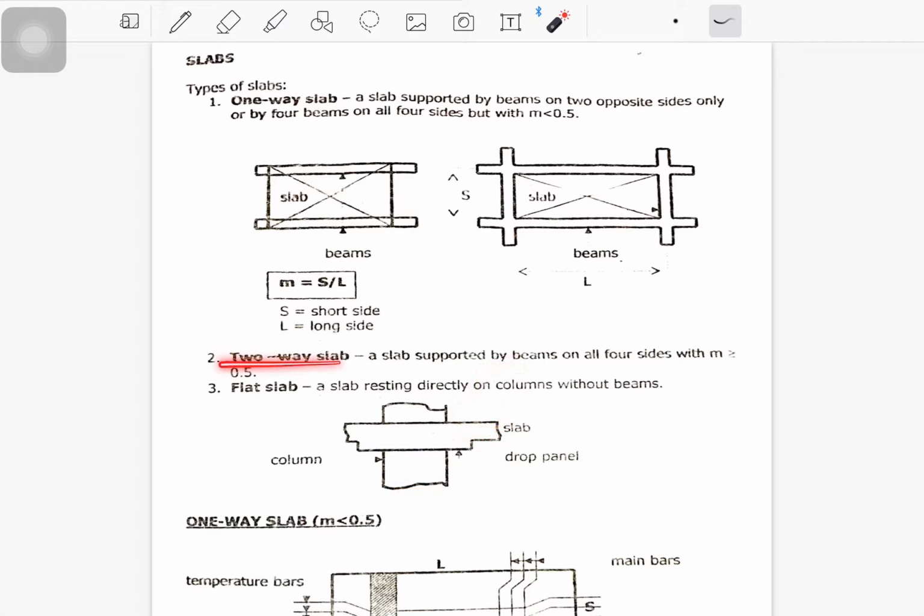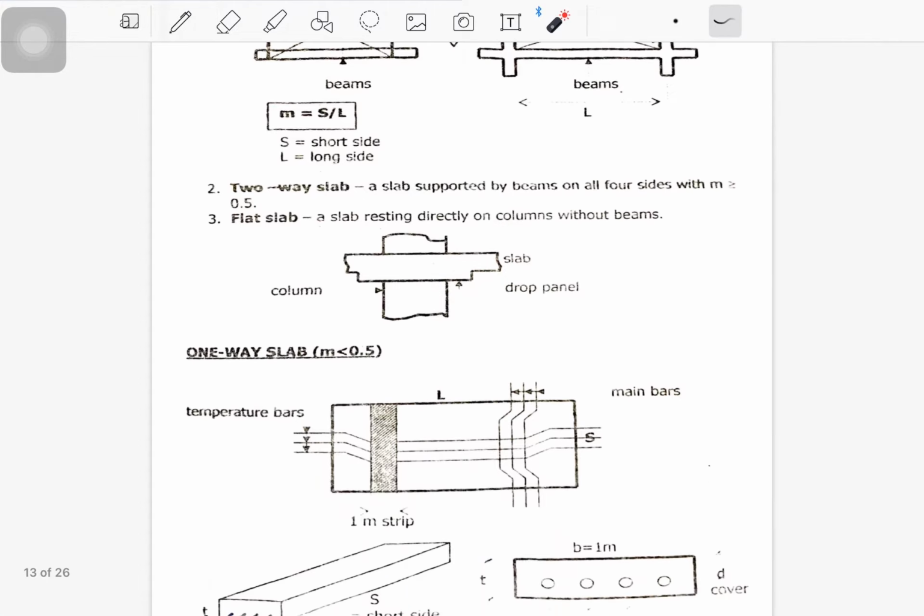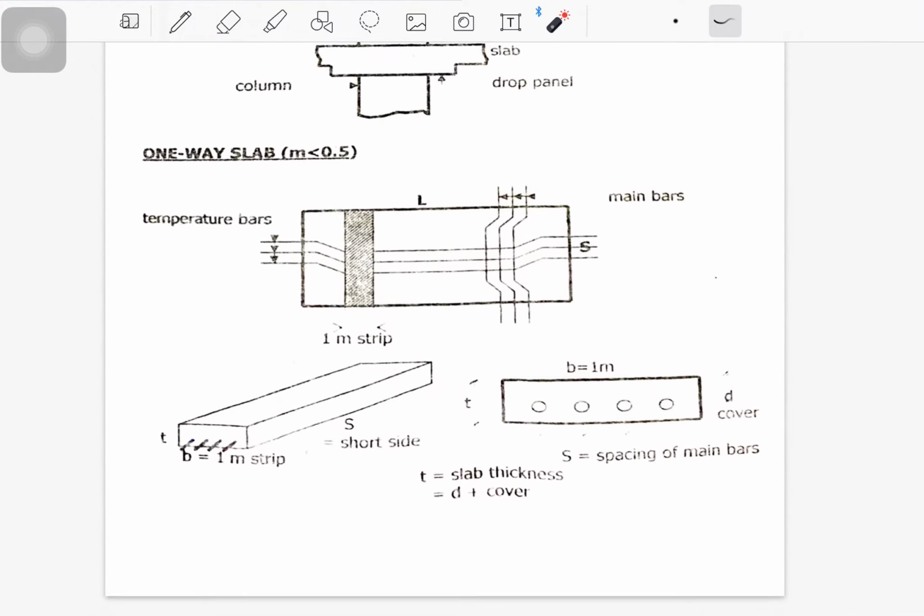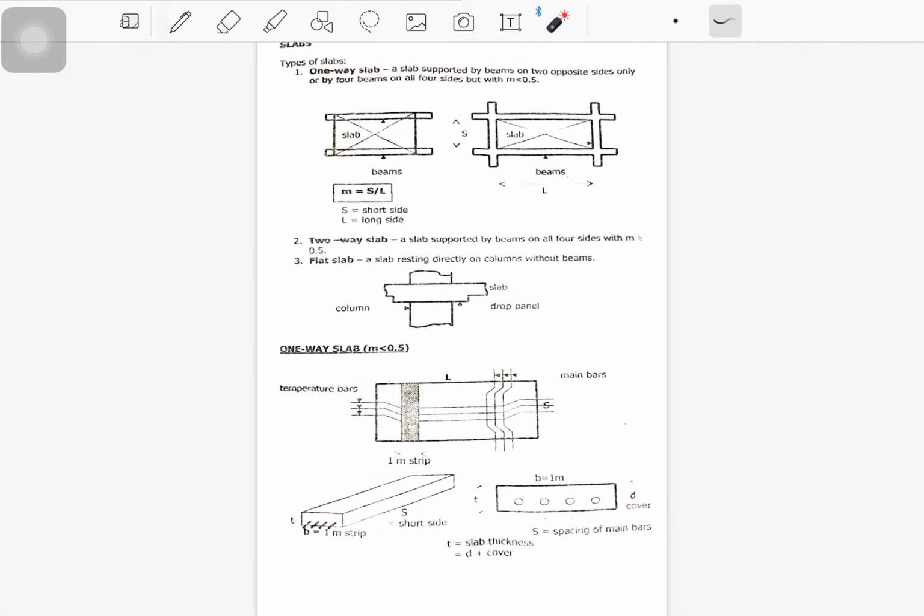Unlike the two-way and one-way, you have the beams, where slab loads are transferred to the beams, and the beams to the column. So in that case, if the slab collapses, you have the beam that supports the slabs. Unlike for flat slab, you have only the column. So once the slab fails, the column fails. So let's have only one-way slab in our computation.